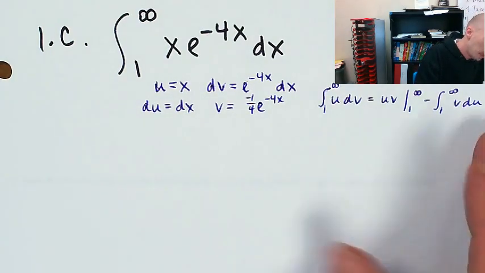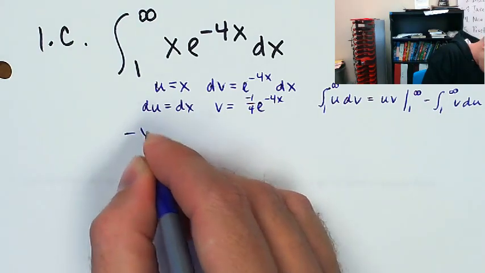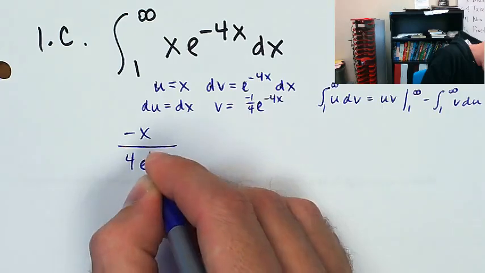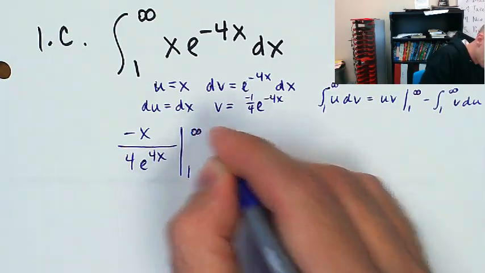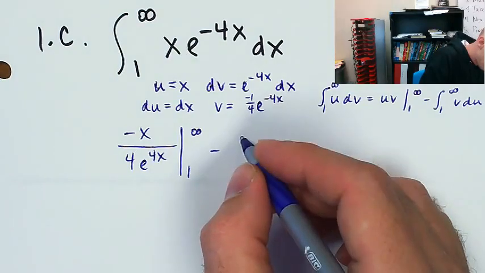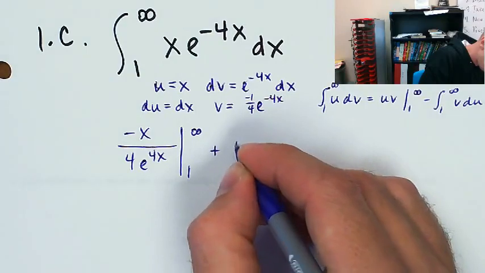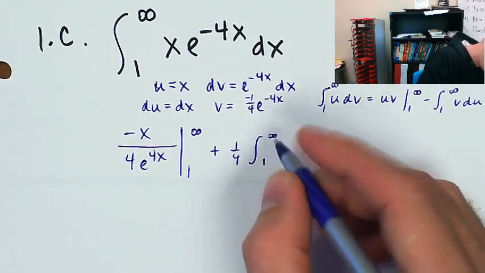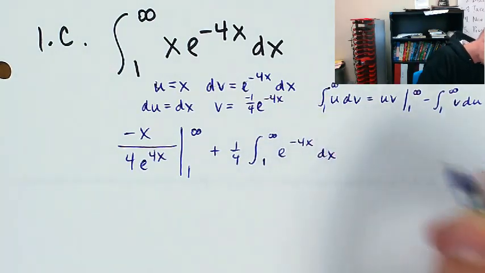So this is going to equal u times v. So negative x over 4e to the 4x, I might write it like that, since I'm going to have to take the limit as x approaches infinity, minus the integral, so that'll be plus a fourth of v du, so plus 1/4 of the integral from 1 to infinity of e to the negative 4x dx.